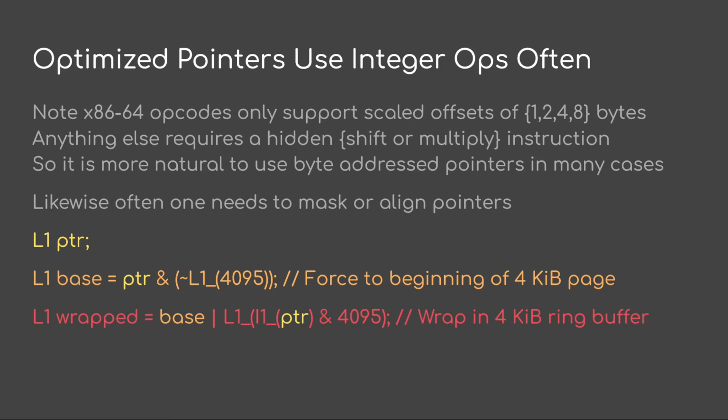The example below is something that's very common. For instance, if you need to mask a pointer or if you need to align a pointer. Base in this case is forced to the beginning of a 4 kilobyte page, and wrapped below is wrapped to a 4 kilobyte ring buffer that is aligned at a 4 kilobyte boundary.